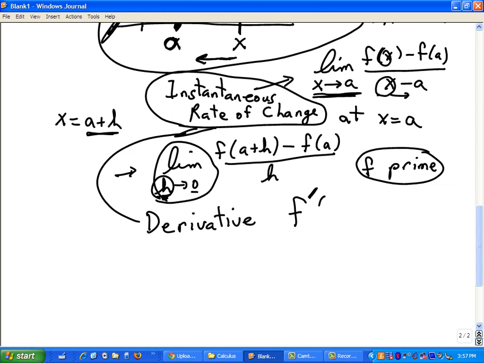Now, a little bit later, we're going to ask the question, well, can I do that at all possible a's at once? It turns out the answer is usually yes. Yes, I can, but we'll worry about that a little bit later.